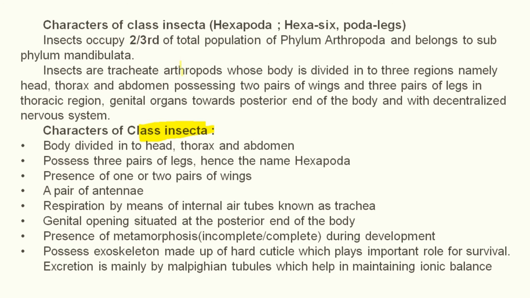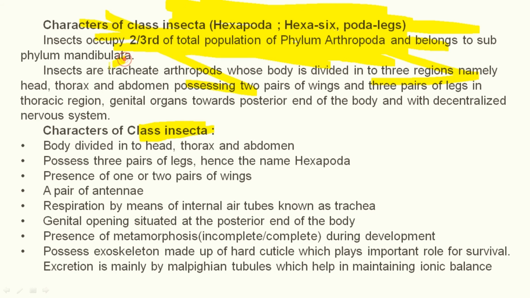And the last one is class Insecta, or what is the class name? Actually the class name is Hexapoda. Hexapoda means hexa means 6, poda means legs. They have 6 legs or 3 pairs of legs. And this is the largest class in Phylum Arthropoda. Diverse and largest class of Phylum Arthropoda. 2/3 of the total population belongs to this class Insecta.